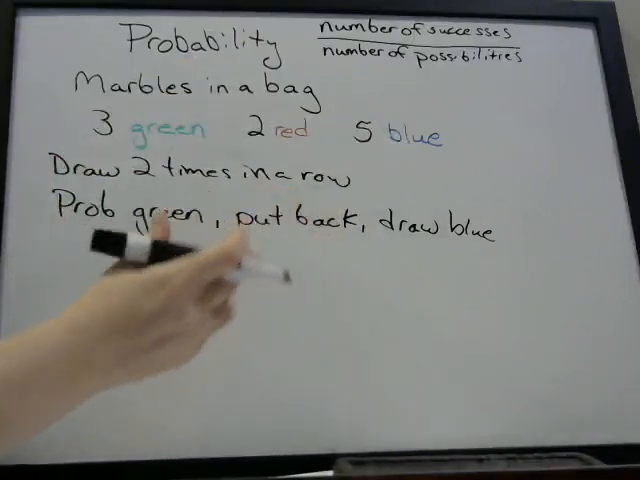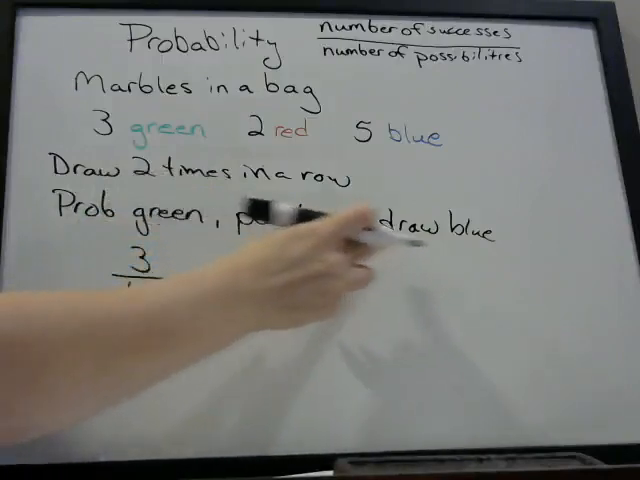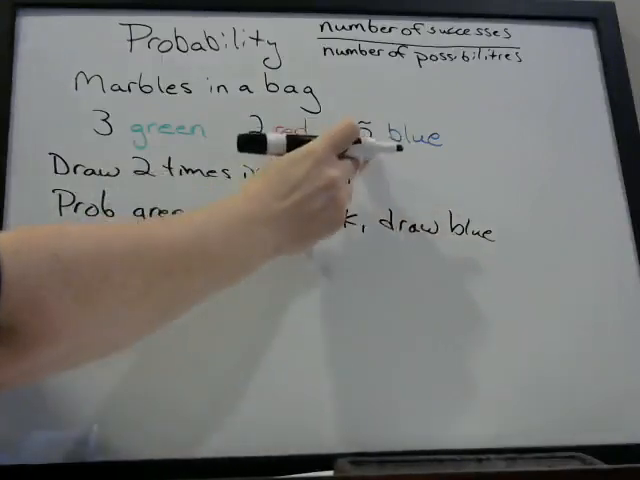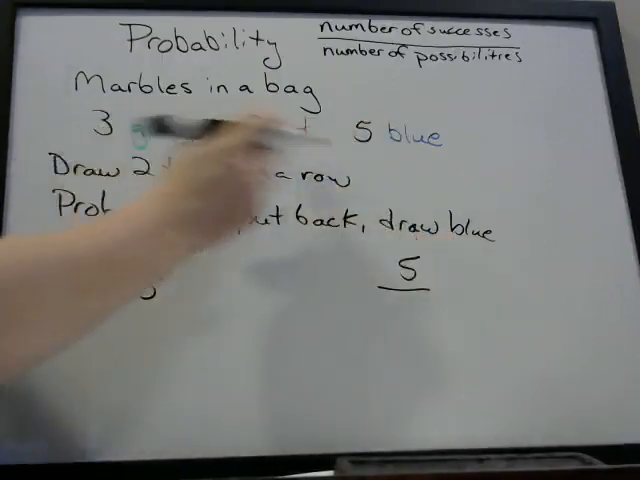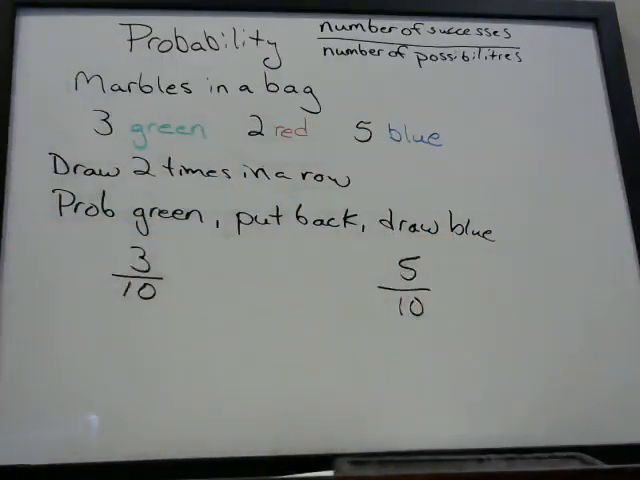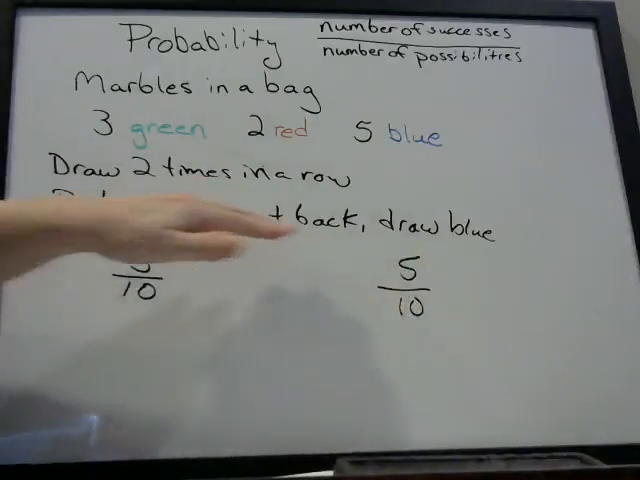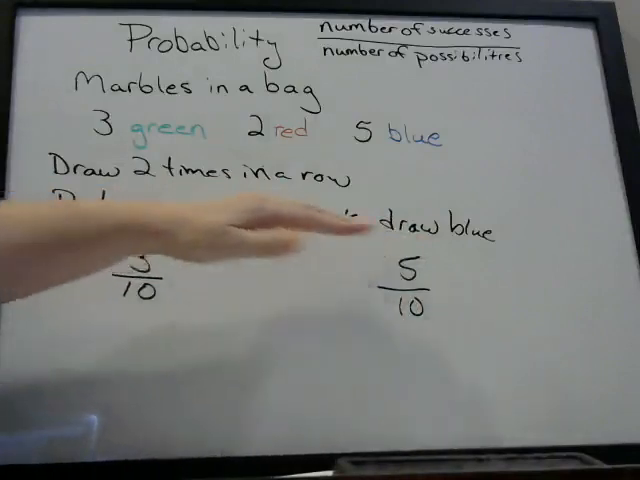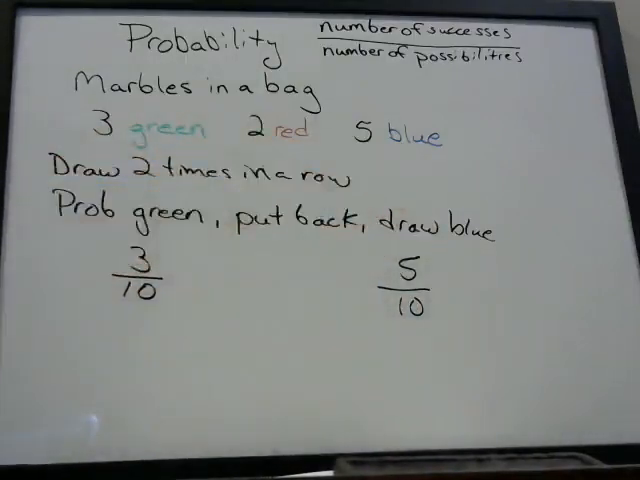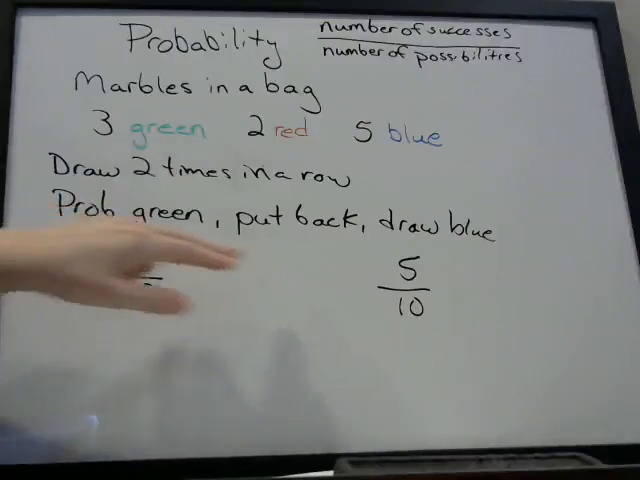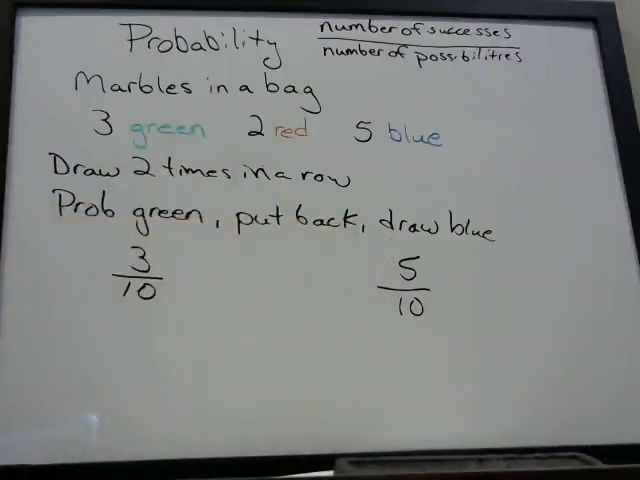Then we're going to put that back. So whatever we draw out, we're going to put it back. What's the probability of drawing a blue? Well, there's 5 blues. And because we put this one back, there's still 10 marbles. So the probability of drawing a blue is 5 over 10. But what's the probability of doing both of those actions? Not just one and then the other, of doing those 2 actions in a row. The way you figure that out is you're just going to multiply these 2 percentages. So figure the 2 out individually and then multiply them together.